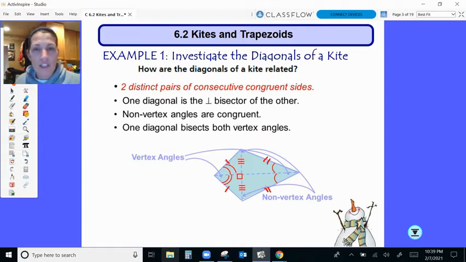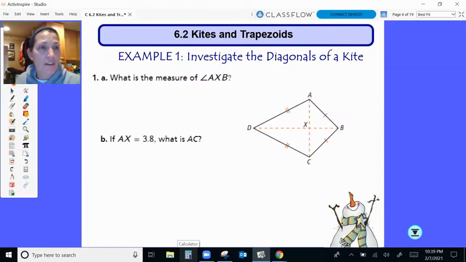One diagonal bisects both vertex angles. So this longer diagonal also bisects both of these vertex angles. So lots of information to know about a kite. Let's take a look at all these properties.